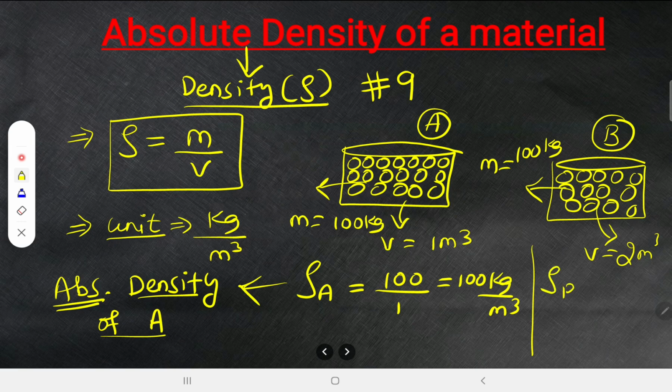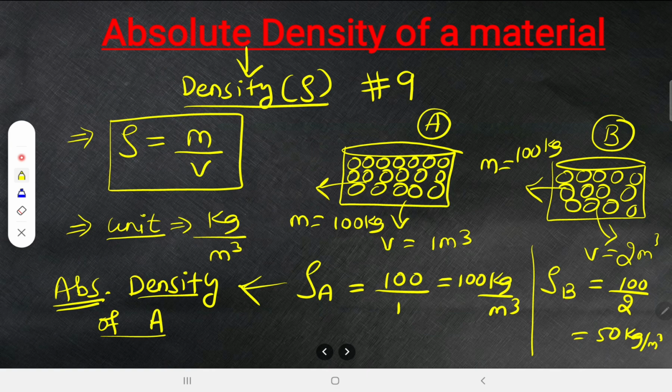Let me call it rho B. What is the meaning of this rho B? Rho B means it is the density of material B, or absolute density of material B. So it becomes 100 divided by 2 and the answer will be 50 kg per meter cube. Alright, so this is the absolute density.